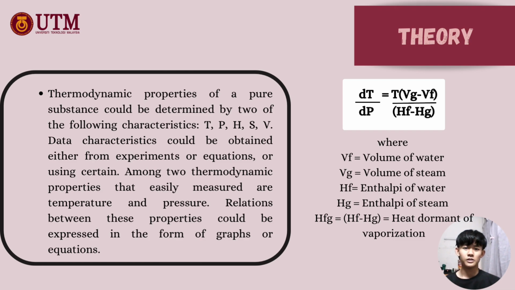And the equation is dT over dP is equal to T(Vg minus Vf) over Hfg, where Vf is equal to volume of water, Vg is equal to volume of steam, Hf is equal to enthalpy of water, Hg is equal to enthalpy of steam, and Hfg is equal to latent heat of vaporization.